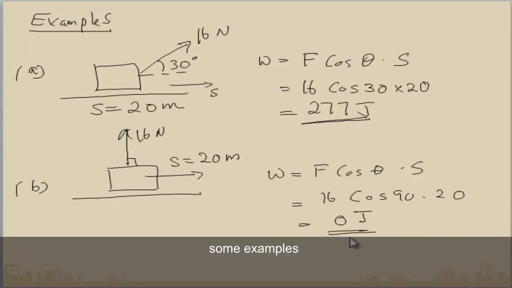In general, work can be positive, negative, or 0. That depends on the angle. When the angle is less than 90, the work is positive. When the angle is 90, it becomes 0. If it's greater than 90, it can be negative work.